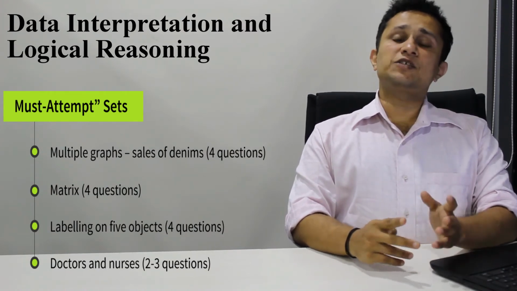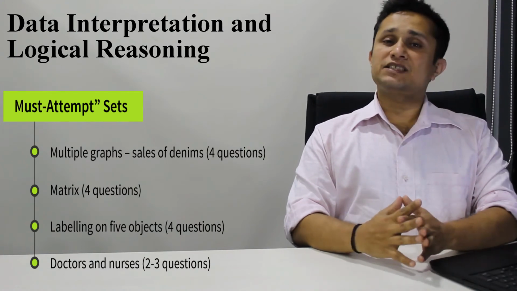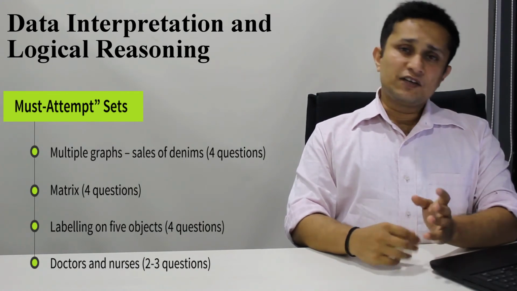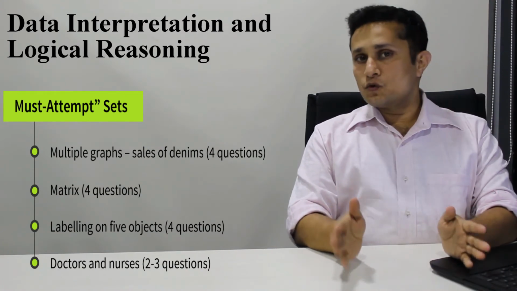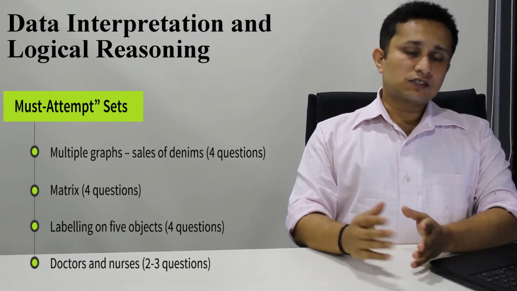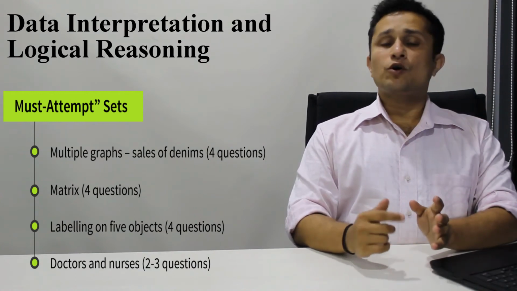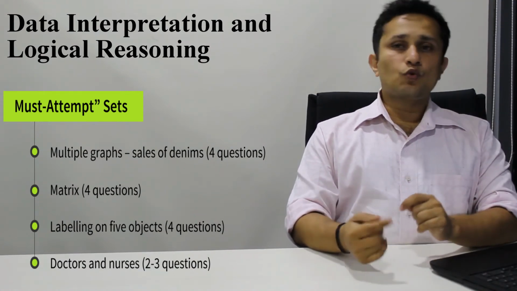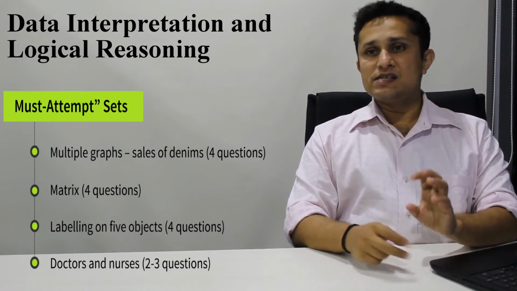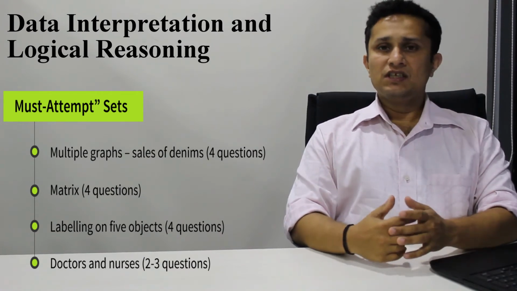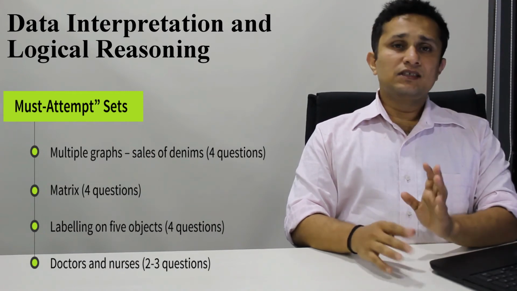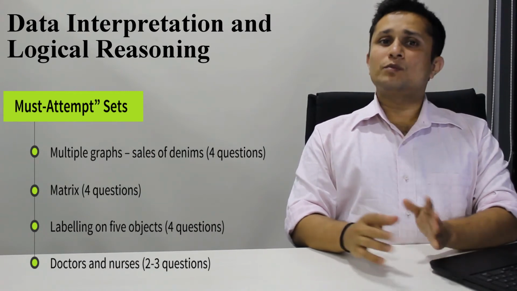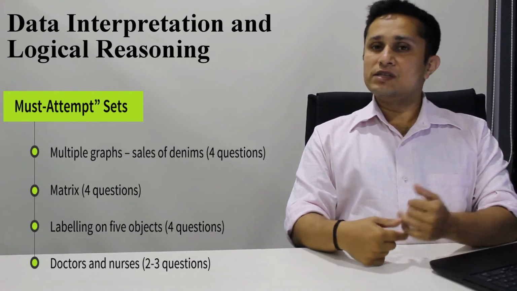Then there was a matrix based set, a standard matrix based set which you should have tried. It would have taken a little bit of time, but yes, once done you would have got full marks for it. The third set was on labeling of 5 objects, which was more of a true false kind of a thing where the labels and the contents do not match. This was fairly easy, conditional questions, but you could have done it with a little bit of common sense and writing down the labels and the contents.